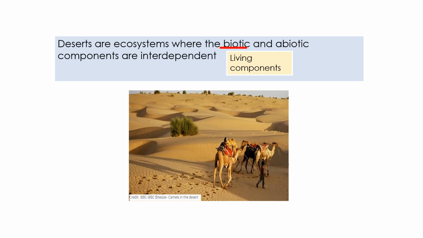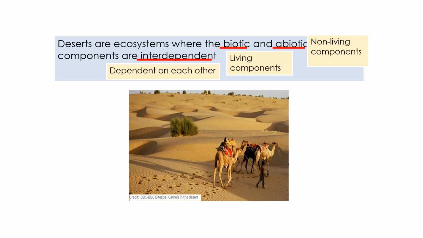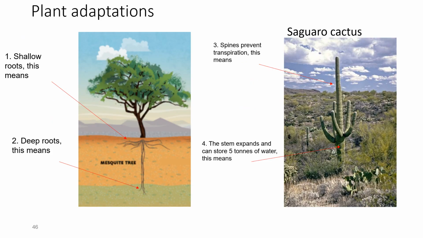So, we've got the biotic, the living and non-living components, which all depend on each other in deserts. We're going to go through and have a little look at that now. So, plants have a lot of struggles in the desert, don't they? It's hot and it doesn't rain, so plants have adapted. We've got the mesquite tree. It's adapted by having deep roots. This means the tree can access groundwater, which means it can get the water, the nutrients it needs to survive despite the low rainfall.